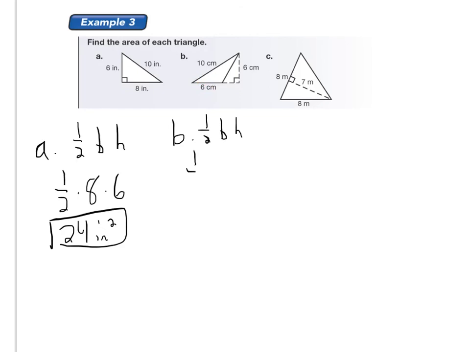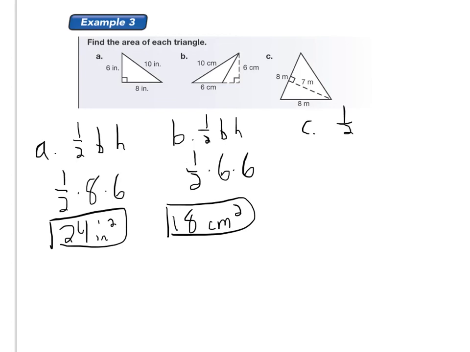So it's 1/2 of the base, which is 6. This 6 right here, and then the height makes the 90-degree angle with it if I continued that segment out. So again, I can do 6 times 6, that's 36. Half of that is 18. So it's 18 centimeters squared. I could have done half of 6 is 3, and 3 times 6 is 18. Alright, let's do the last one.